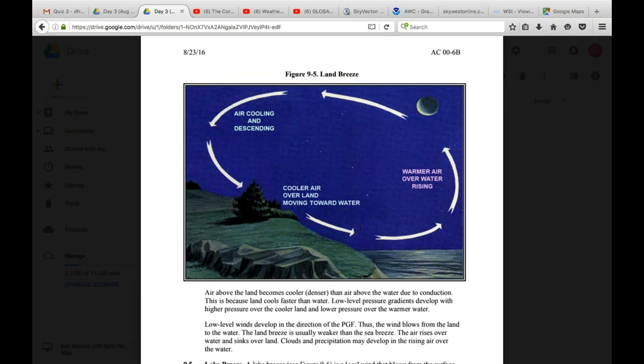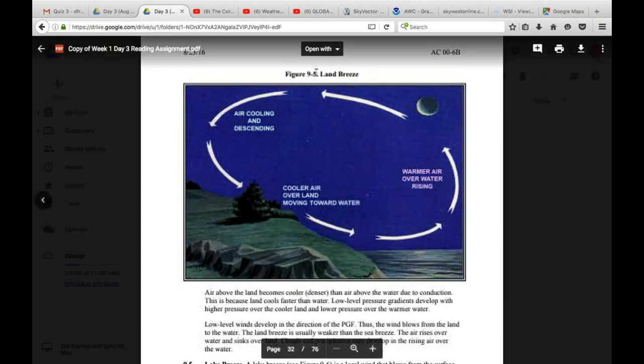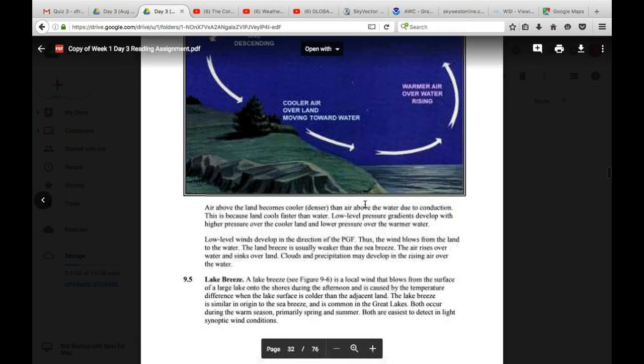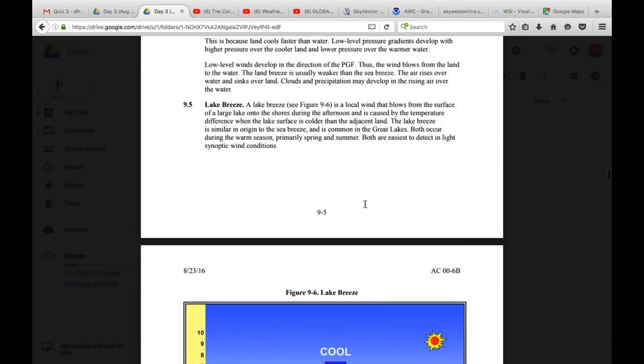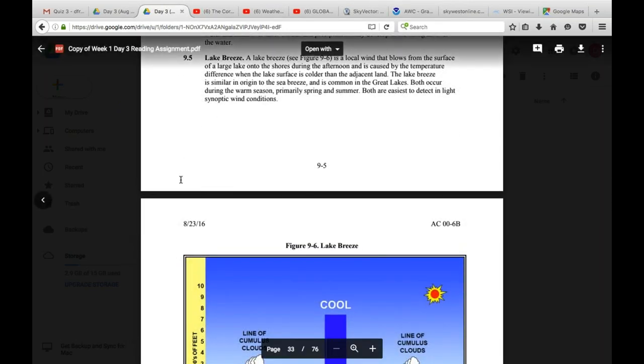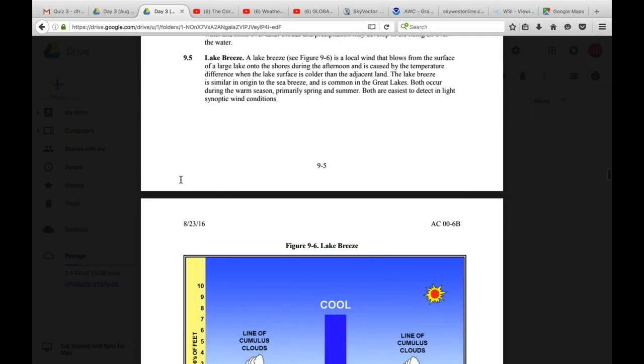So just like how we were talking about how our wind is always named, a land breeze is a breeze coming from the land. A sea breeze is a breeze coming from the sea. A lake breeze is a local wind that blows from the surface of a large lake.